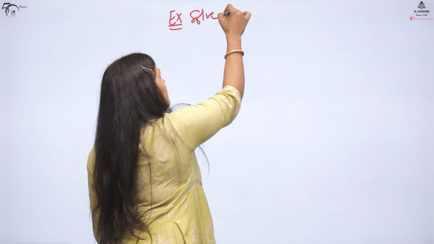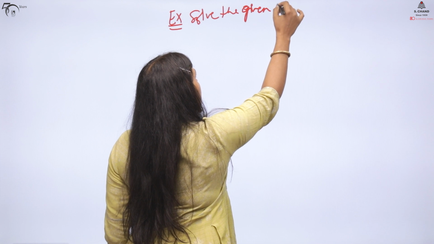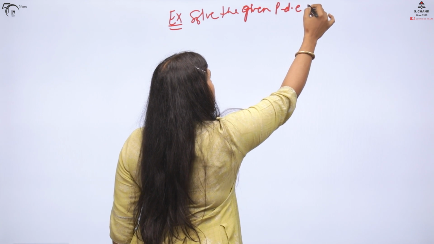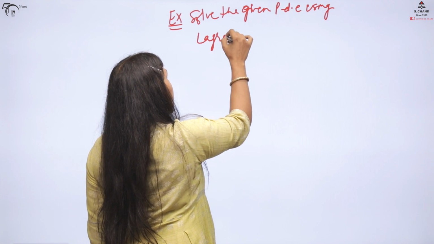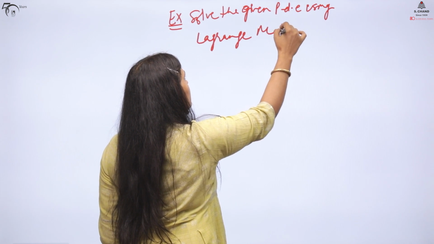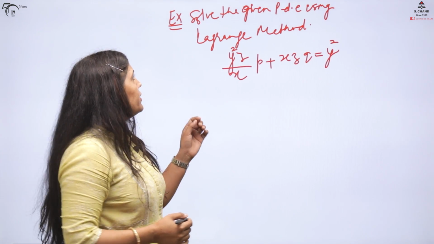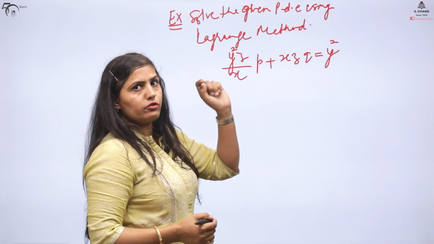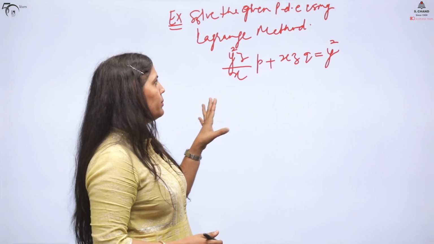Solve the given partial differential equation using Lagrange method. So the question is, solve the given partial differential equation using Lagrange method. If it is written Lagrange method, it means p and q are there and they have power 1.